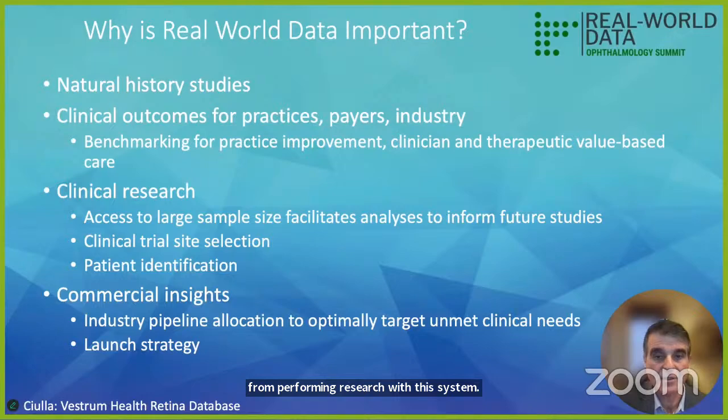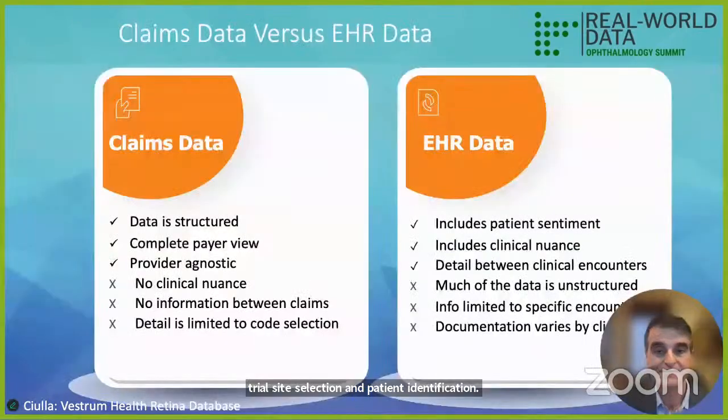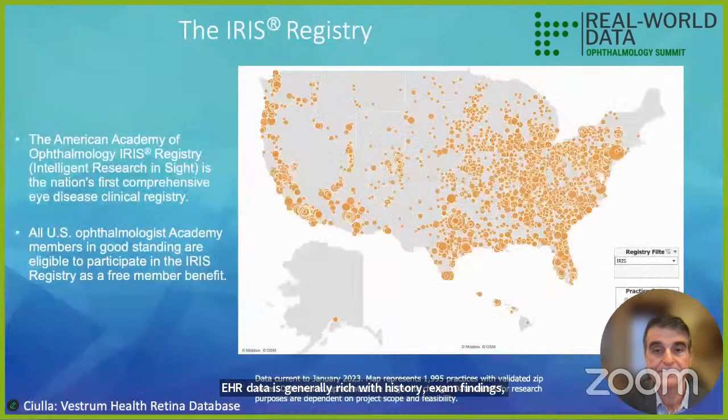Given the ability to scale, real-world data is important for numerous applications, including natural history studies, benchmarking for practice improvement and value-based care, clinical research including retrospective studies, clinical trial site selection and patient identification, as well as providing commercial insights. While claims data may be well structured, EHR data provides important clinical nuances and details. EHR data is generally rich with history, exam findings, and treatment details.